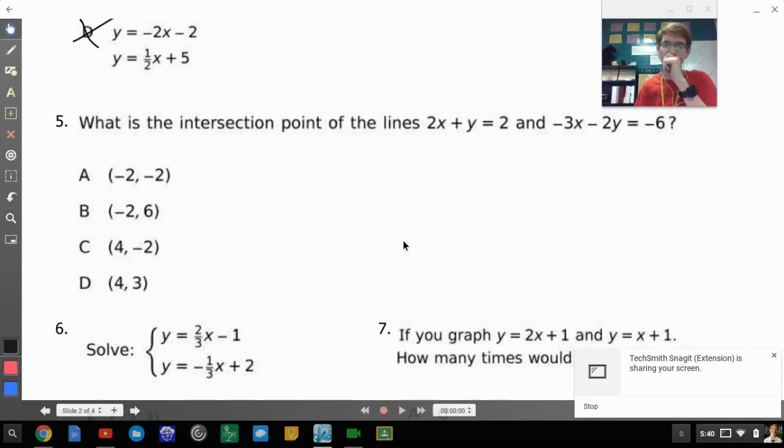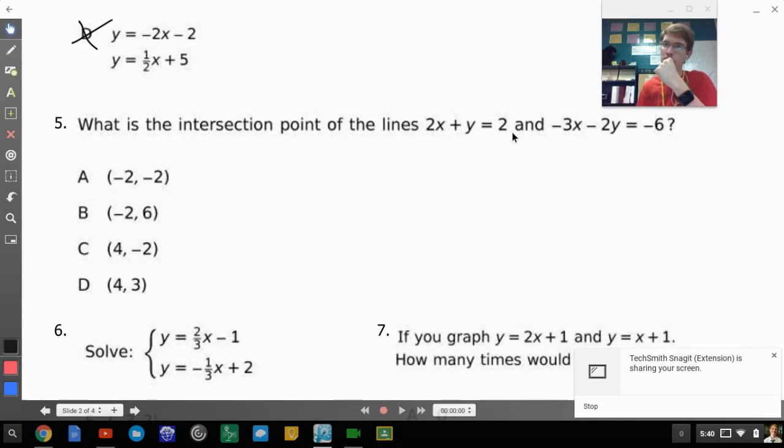All right, number 5. What is the intersection point of the lines 2x + y = 2 and -3x - 2y = -6? Okay. I don't have a particular method in mind for this, but I could get y by itself for them and graph the two equations. I could actually try to solve this as a system. I could plug these points in and see if they make both equations true. That would probably be a good choice, actually. But I'm going to try to solve this. Let me write this over here: -3x - 2y = -6.